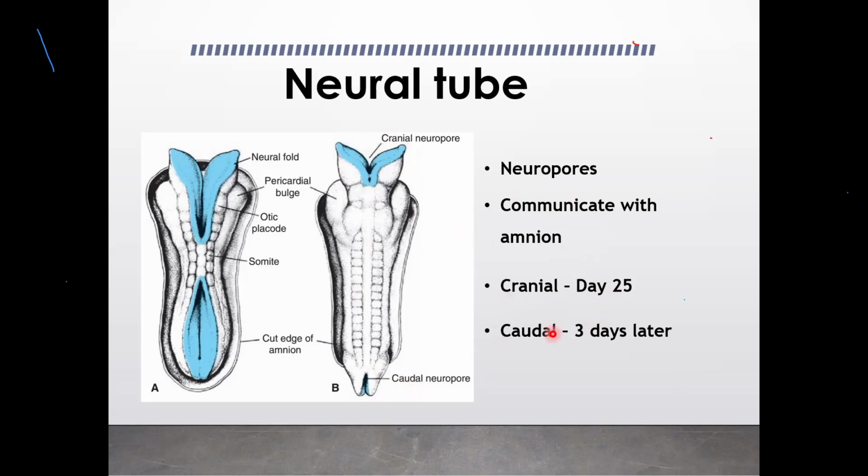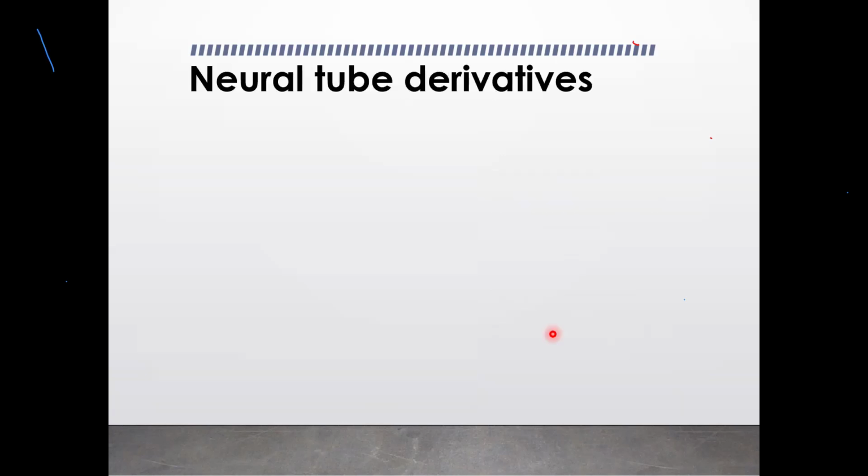So for the cranial neuropore, you have plus or minus day 24, and then for the caudal neuropore, you have plus or minus 2 days from day 25. So that's just a simple illustration showing us.